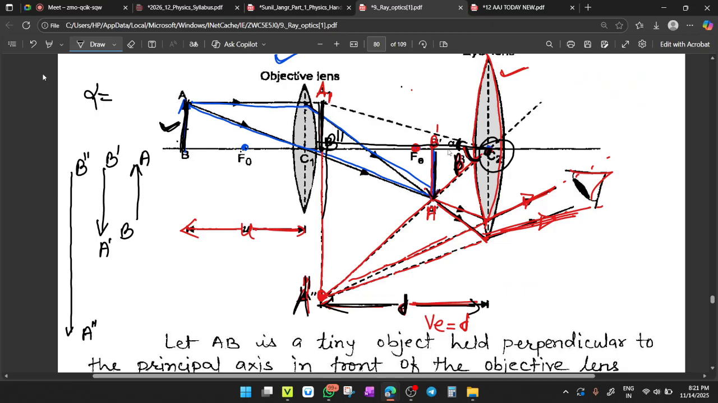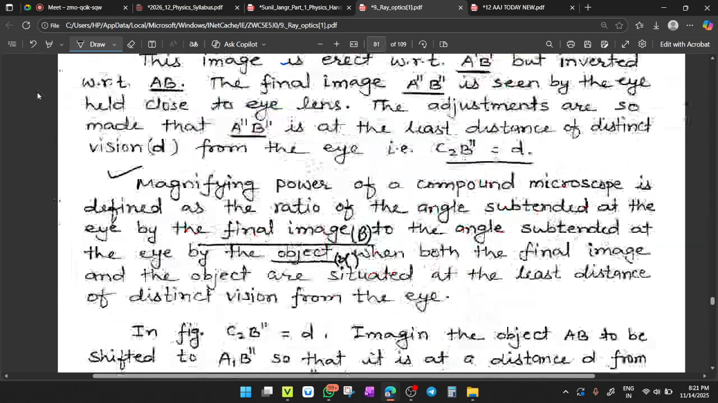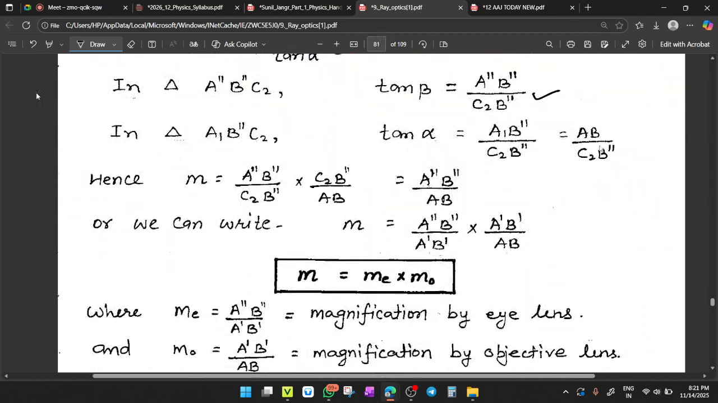B'C2, or C2B'. So check here, it is equal to perpendicular A'B' upon C2B'. Now place the values here. So M is equal to tan beta upon tan alpha. So this is tan beta and this reverses, so you will have C2B' upon A'B'. Now C2B' and C2B' cancel each other and you will have A''B'' upon A'B'.